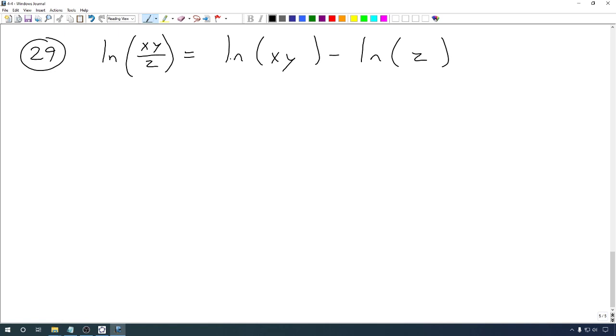But then we have a natural logarithm of a product. The natural logarithm of x times y is the same thing as the sum of two logarithms. We have natural logarithm of x plus the natural logarithm of y, minus the natural logarithm of z at the back. So instead of having this complicated expression, now we can actually just write it as the sum or difference of three different logarithms.